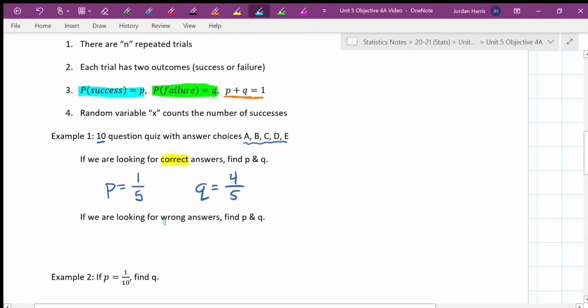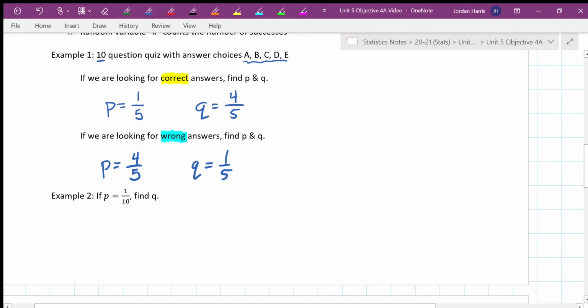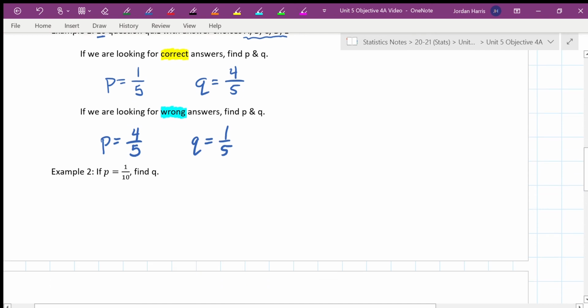On the next question, we're looking for wrong answers. So a success now is getting a wrong answer. A failure is getting a right answer. So notice how important picking out the success versus the failure is, because that is a big difference, right? 4/5 versus 1/5 changes significantly.